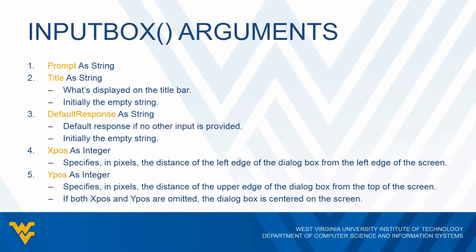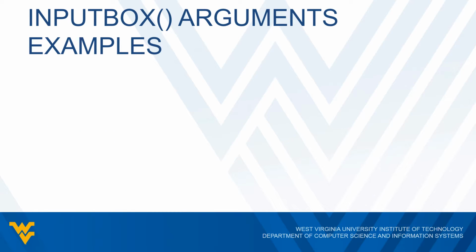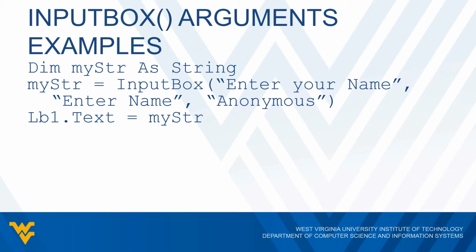So if you want it to be in the center of the screen, you don't need to specify any values. If you want the box to appear somewhere else, then you would have to specify the X position and Y position. Let's do some very quick, simple examples just to show you how we can use these different arguments. So let's say we have the following code. We have a string, which we're going to call myString, and we have our input box. Notice our prompt says enter your name, the title is going to be enter name, and our default response is going to be anonymous.